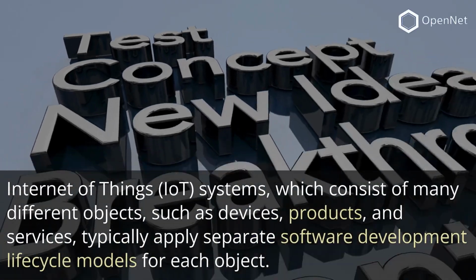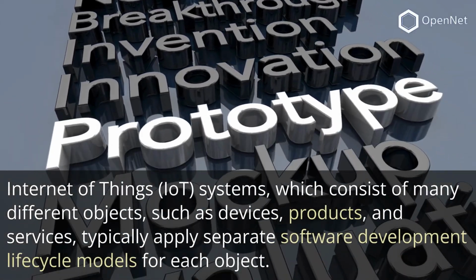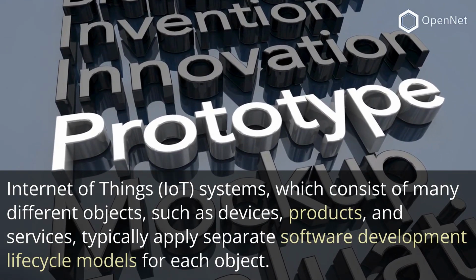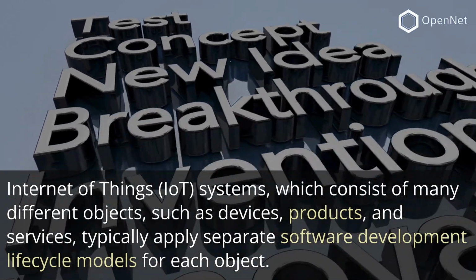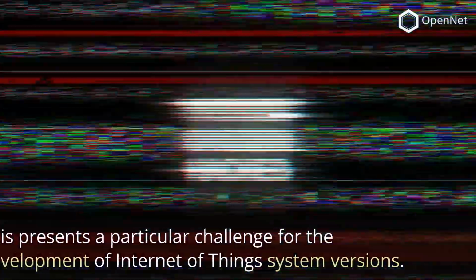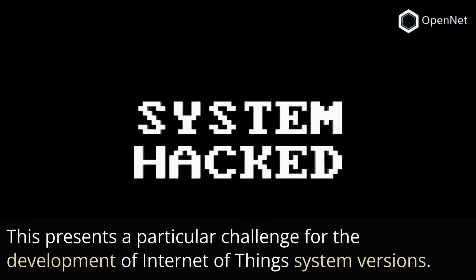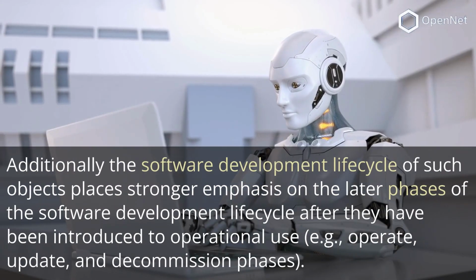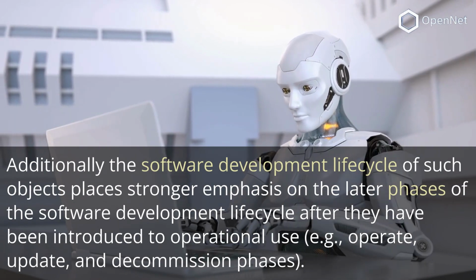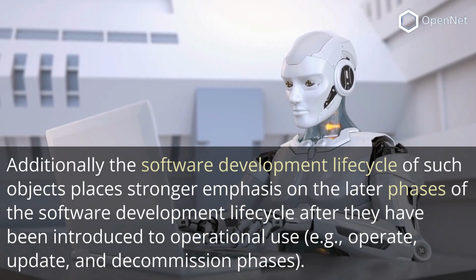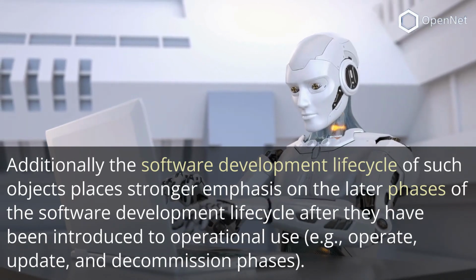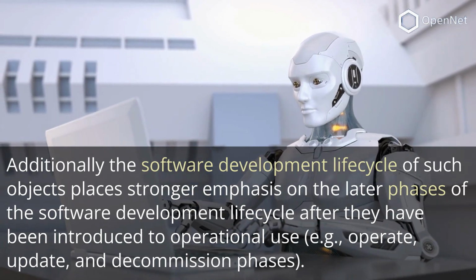Internet of Things, IoT, systems, which consist of many different objects, such as devices, products, and services, typically apply separate software development lifecycle models for each object. This presents a particular challenge for the development of Internet of Things system versions. Additionally, the software development lifecycle of such objects places stronger emphasis on the later phases of the software development lifecycle after they have been introduced to operational use, e.g., operate, update, and decommission phases.